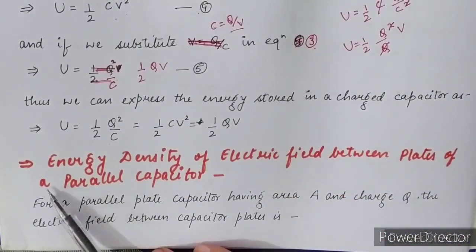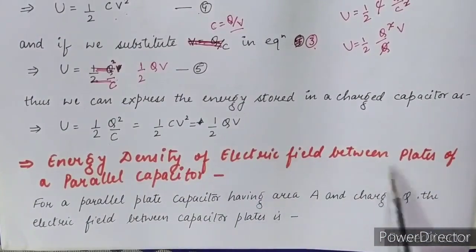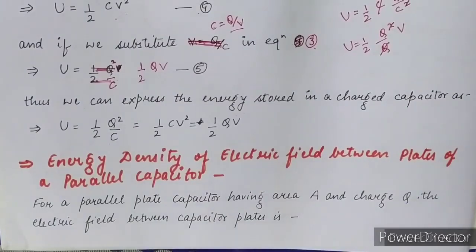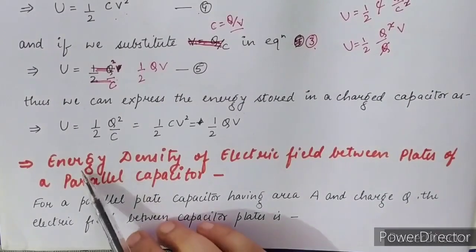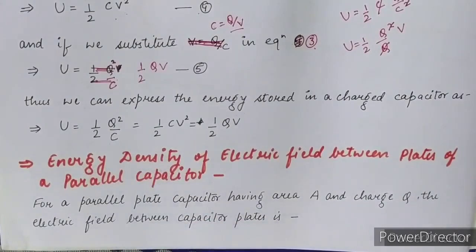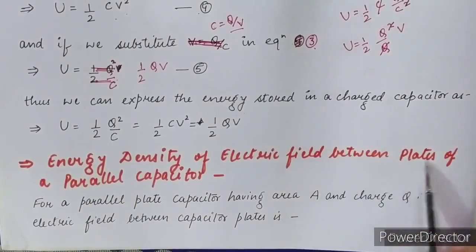Now the next topic is energy density of the electric field between the plates of a parallel plate capacitor. It means we have to calculate energy density. As we know, the formula of density is mass upon volume. Here energy density means energy upon volume, if the electric field is there between the plates of the parallel plate capacitor.